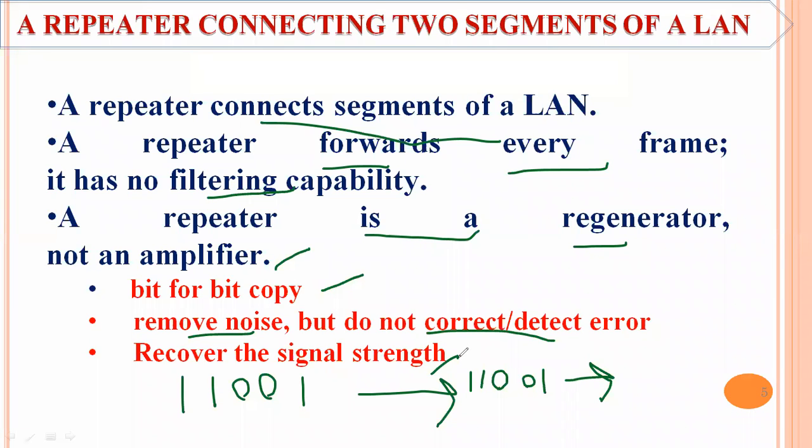This is just the example that I have taken. Basically, the repeater does not correct or detect the errors. Basically, it will regenerate the signal strength so that the data on that signal can travel more than the normal distance. Clear?